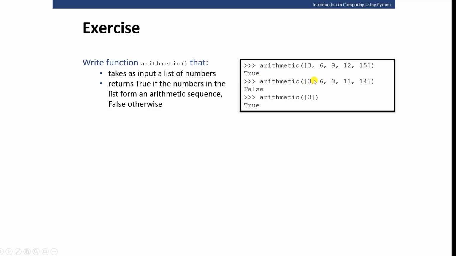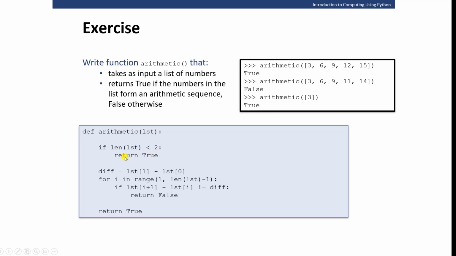And here, as we can see, in this case, we're not adding 3. For each other pair, we're adding 3. However, here, we're not adding 3, therefore it's returning false. For a list with one item, the function should return true. Okay, so to implement this function, first we have to check if the list has one item. If that's the case, we have to return true, okay?